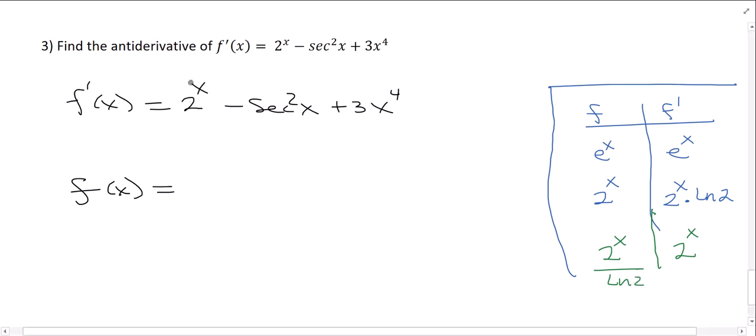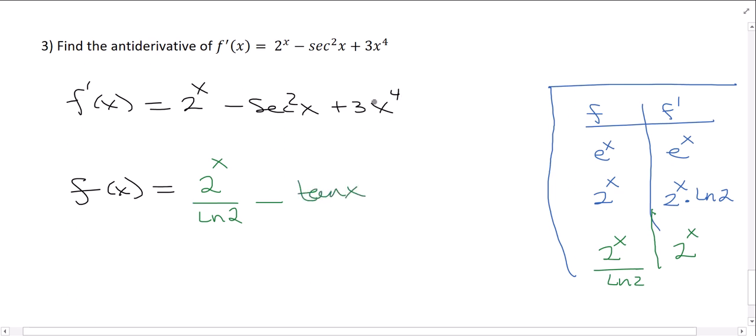So the antiderivative of 2 to the x is 2 to the x divided by the natural log of the base. When you take the derivative, you're multiplying by the natural log of the base, so the antiderivative is the opposite of that. So it's 2 to the x divided by the natural log of the base. And then minus the antiderivative of secant squared, which is tangent.